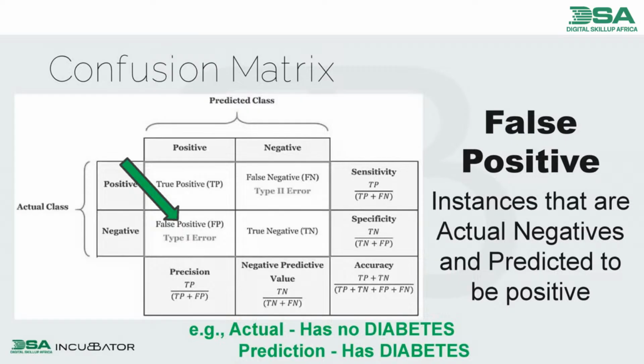So it becomes an error when there are instances that are actually negative and your model or your algorithm is predicting it to be true when it's supposed to be negative. So that's why we call it false positive. Your system is saying it's positive, whereas it is not positive. So the example says actual, the patient does not have diabetes, but the algorithm is predicting that the patient has diabetes.